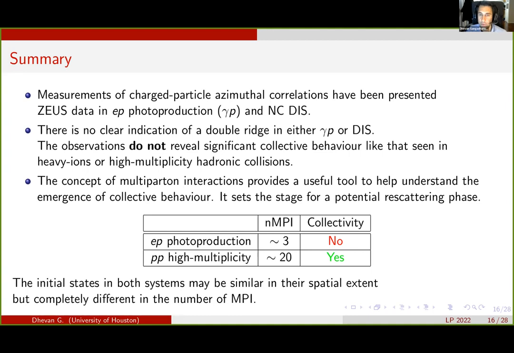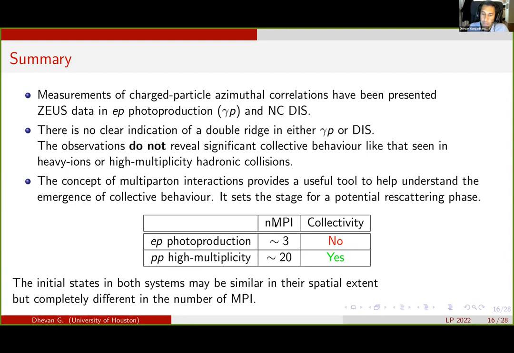So the observations do not reveal a significant collective behavior like that seen in heavy ions or high multiplicity hadronic collisions. And I think that the concept of multi-parton interactions provides a useful tool to help understand the emergence of collective behavior. I would say that it sets the stage for a potential rescattering phase. I've had this table here to compare ep photoproduction versus pp high multiplicity, where pp is the smallest system where we have seen these collective effects. So there's no collectivity seen in ep photoproduction, but we have seen it in pp.